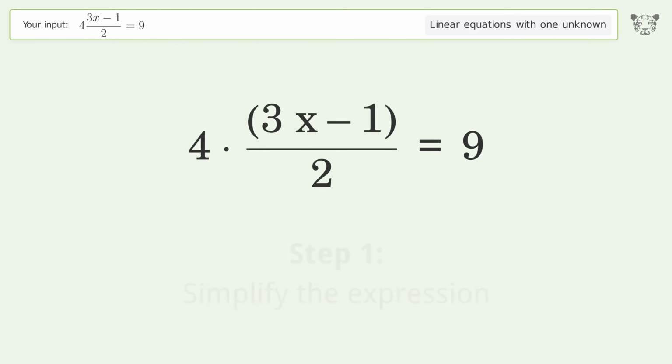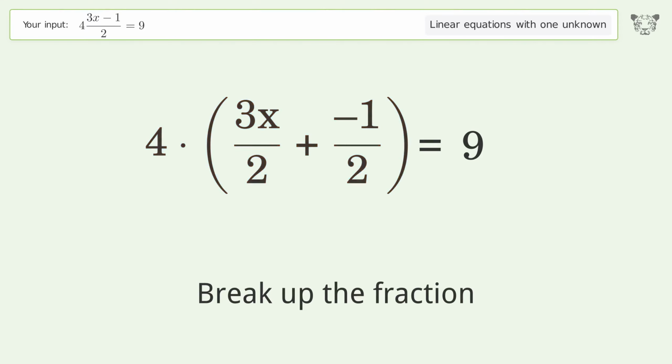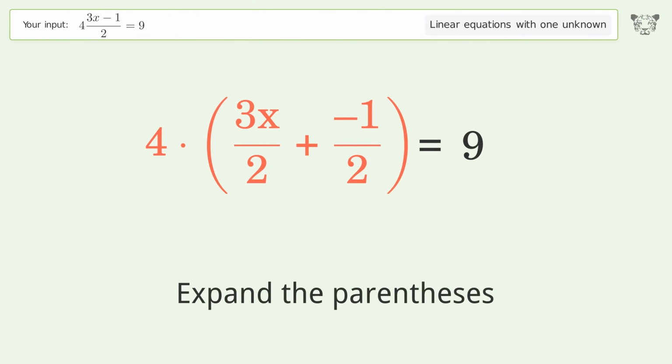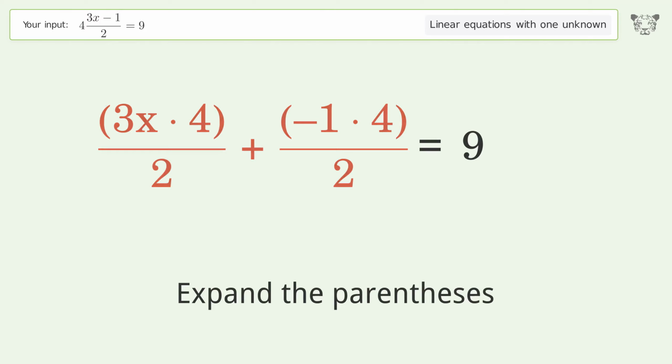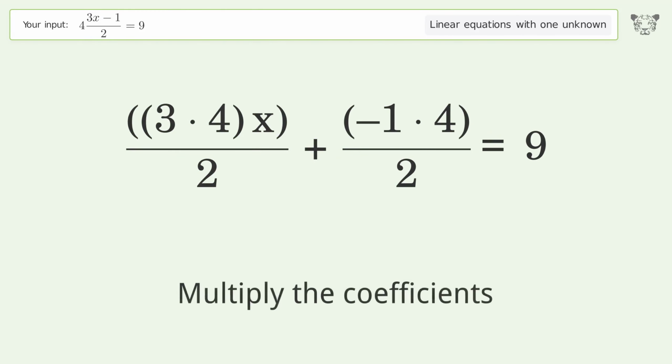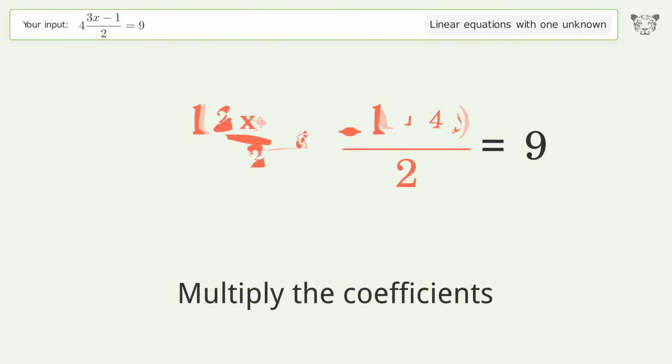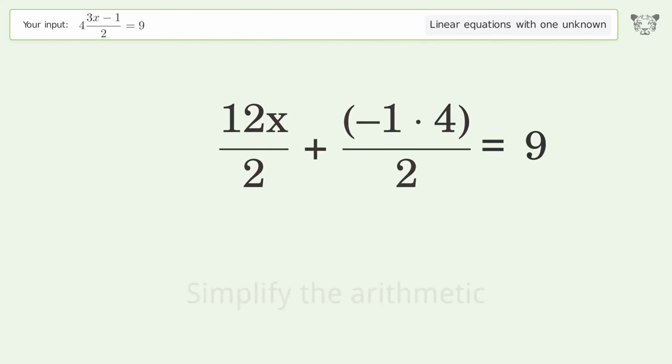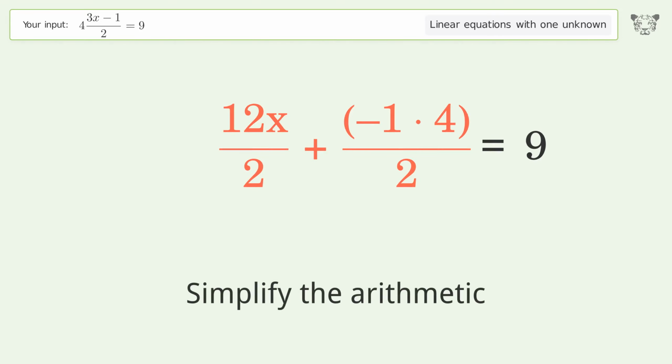Simplify the expression. Break up the fraction. Expand the parentheses. Group like terms. Multiply the coefficients. Simplify the arithmetic.